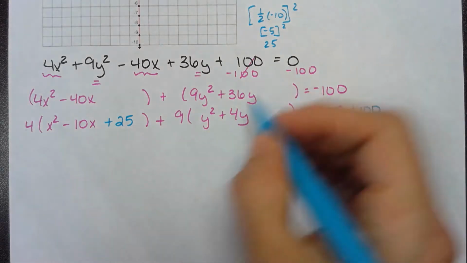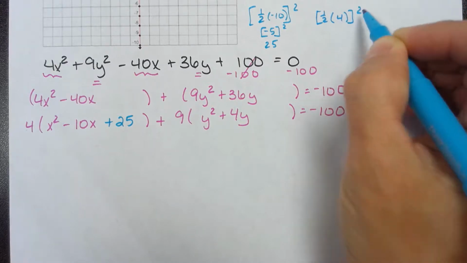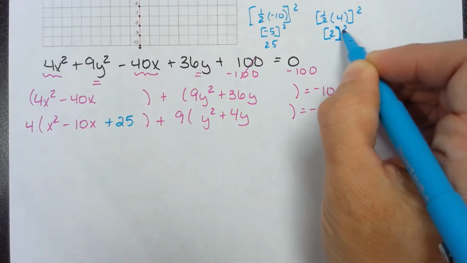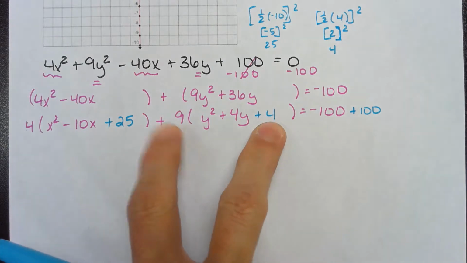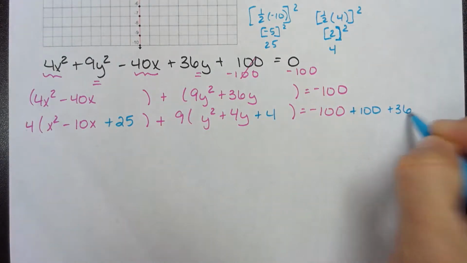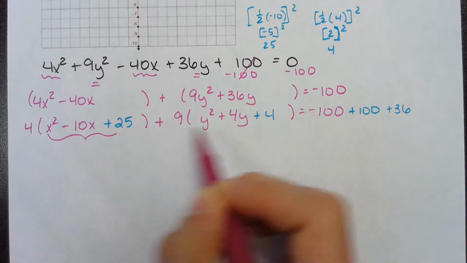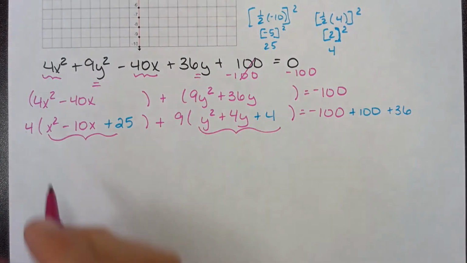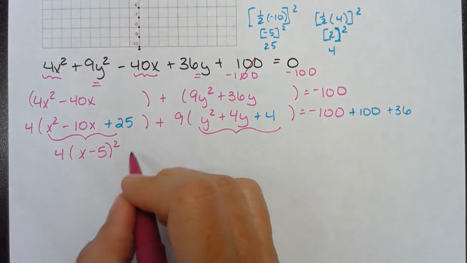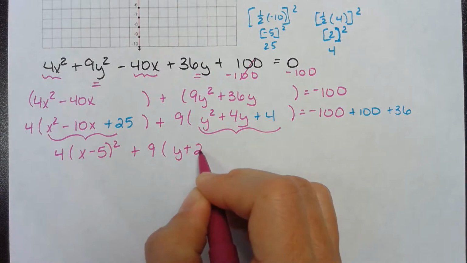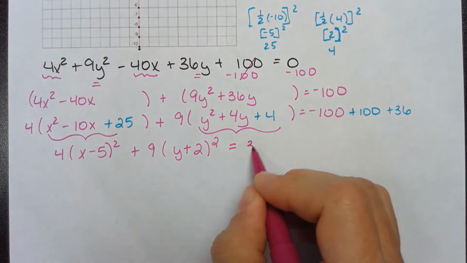Now for this one, we do the same thing. We take half of b, so half of 4, and square it. Half of 4 is 2, and 2 squared is 4. So we add 4, but we didn't just add 4, we added 36. So we add 36 on this side as well. This will factor into perfect squares. So we have 4 times x minus 5 all squared plus 9 times y plus 2 all squared is equal to, that's 0, plus 36 is 36.